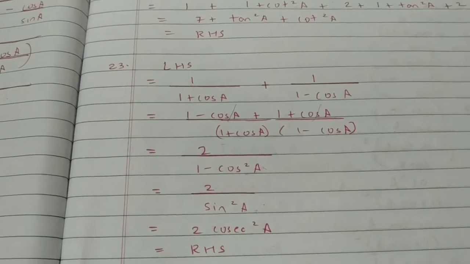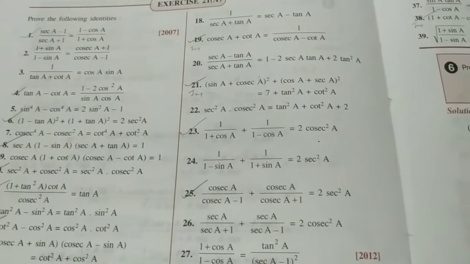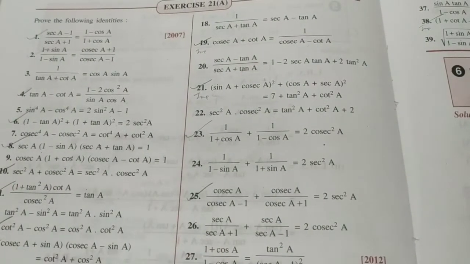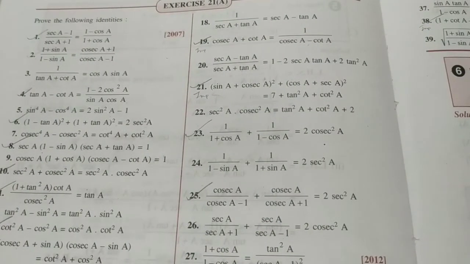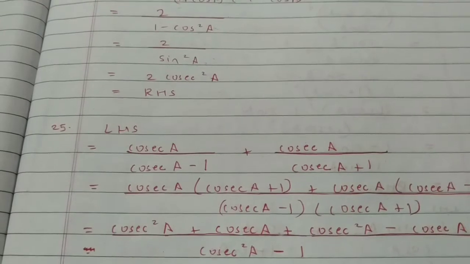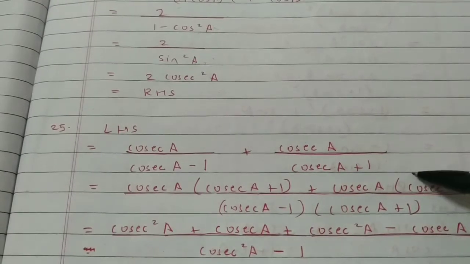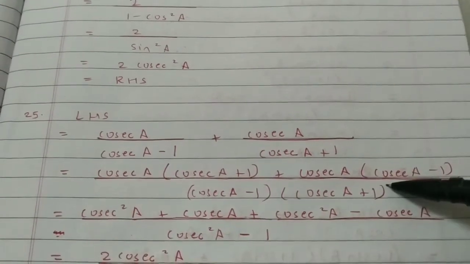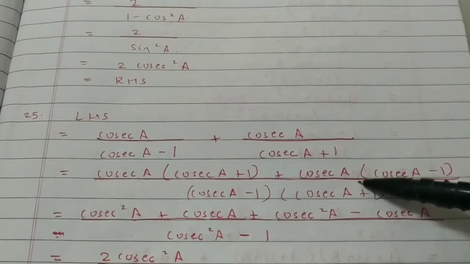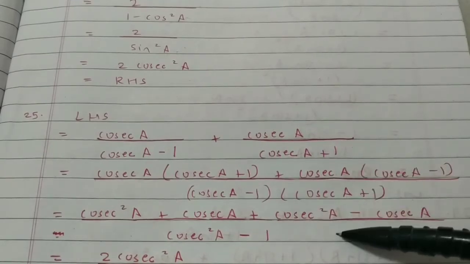Next, the 25th sum. Again, I see conjugates in the denominator. So when we do LCM, something will work out. Let's start with the LHS. We'll do LCM. Now don't just convert everything into sine and cos yet, because it will become too complicated. Instead, let's solve ahead and check what we get.